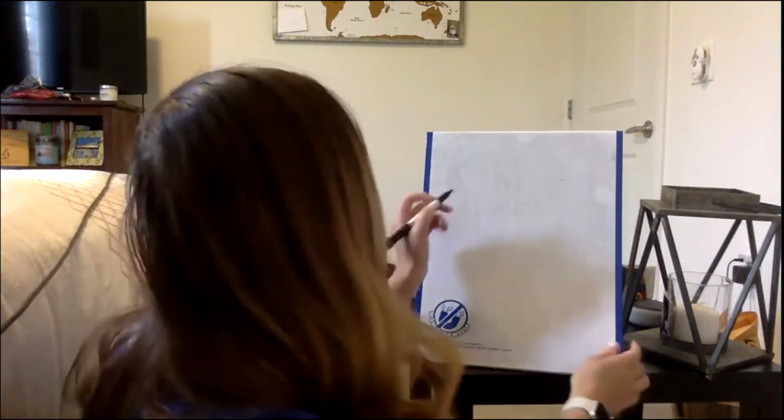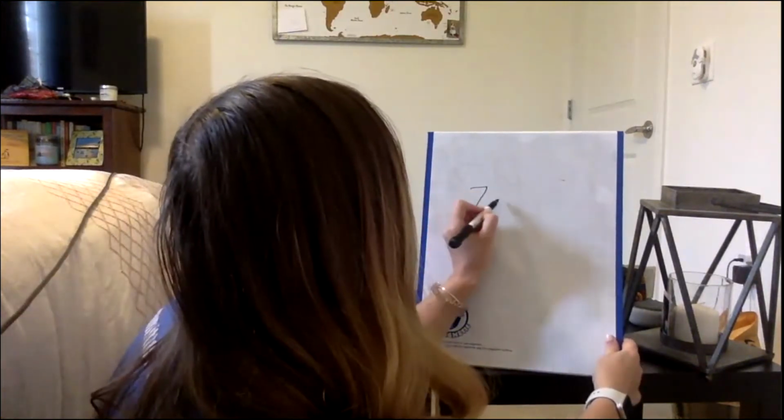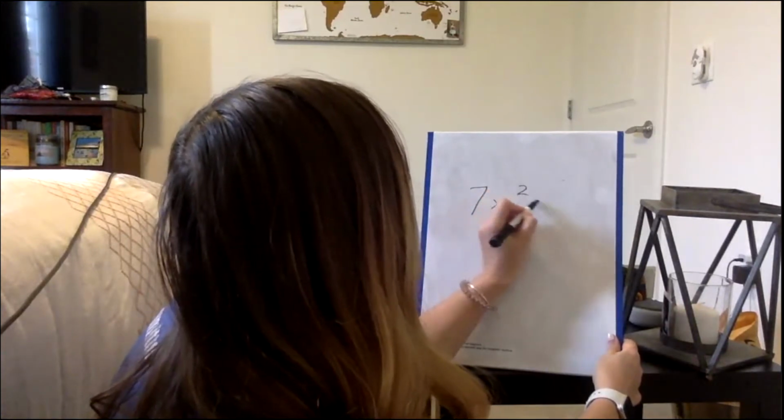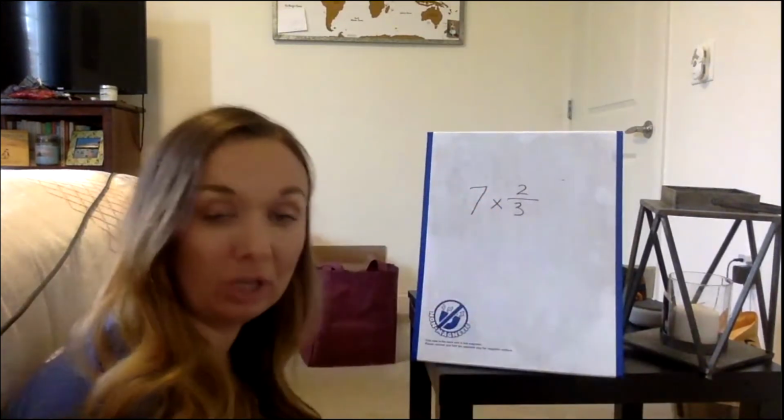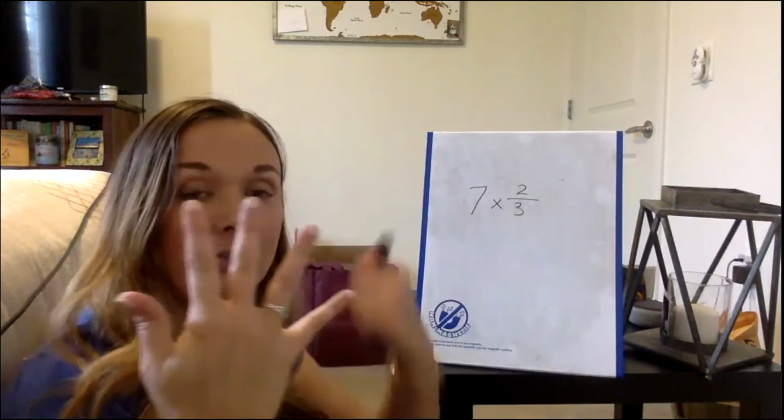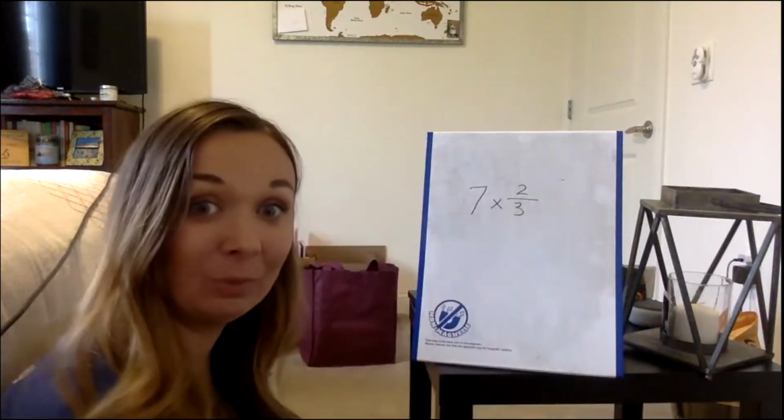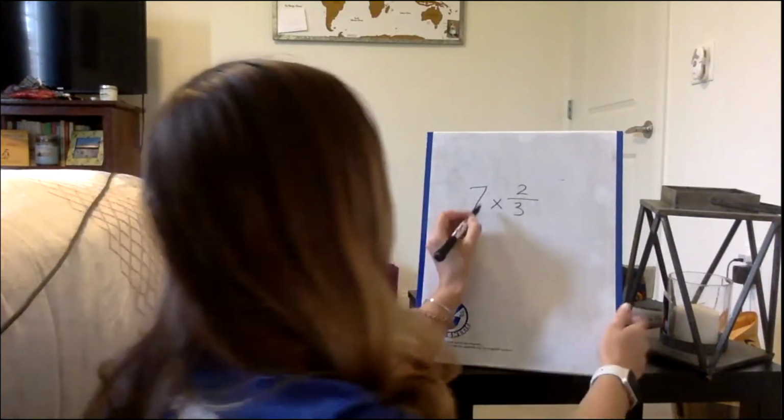And our third one was Asia walks 2/3 of a mile each day. How far does Asia walk in 7 days? So this is a review from Friday's lesson. Asia has 7 days of doing 2/3. So I'm doing 2/3, 2/3, 2/3, 2/3, 2/3, 2/3, 2/3, 7 times, which is the same as 7 times 2/3.